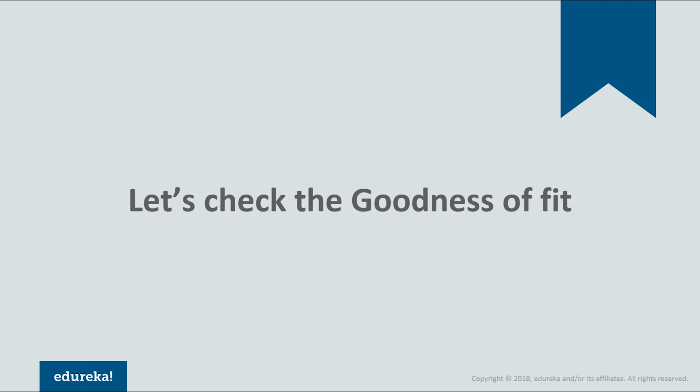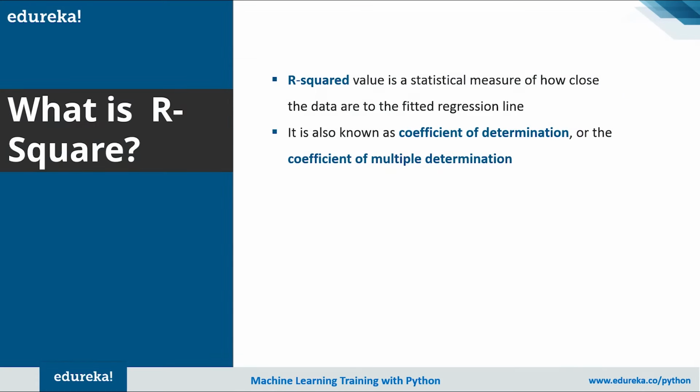Alright. Now that we have calculated the best fit line, it's time to check the goodness of fit, or to check how good the model is performing. In order to do that, we have a method called the R-square method. So what is this R-square? Well, the R-squared value is a statistical measure of how close the data are to the fitted regression line.